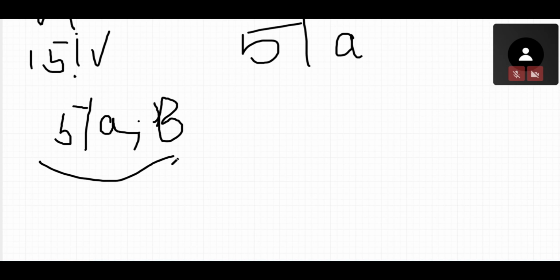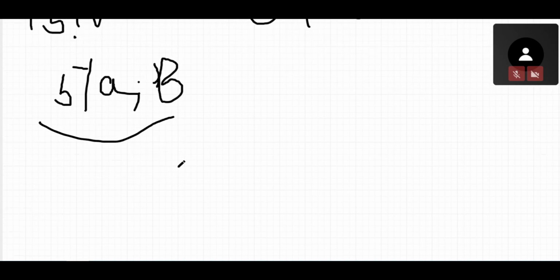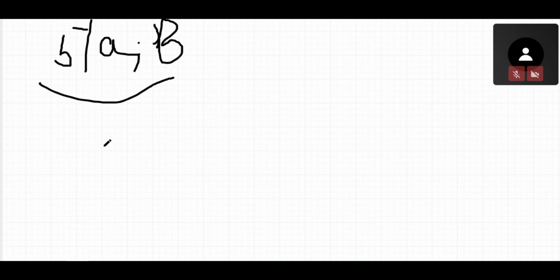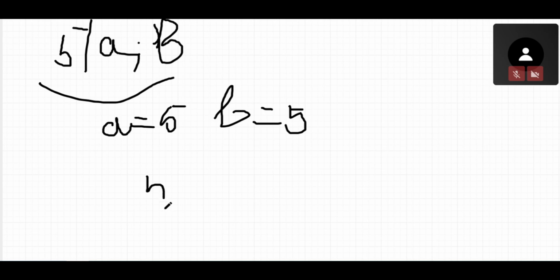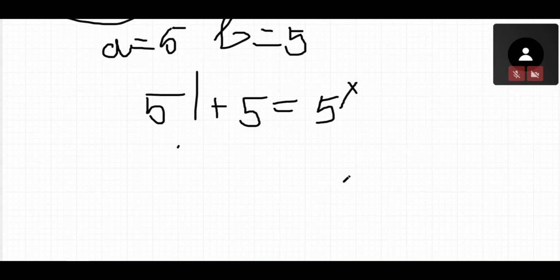Then after that, let's write some examples. For example, a is equal to 5 and b is also equal to 5. What does it make? 5 factorial. Of course it's symmetric. If we write b=5, a=5, it will be the same thing. b factorial plus 5 is equal to 5 to the power of x.